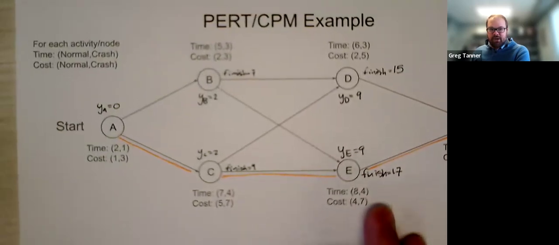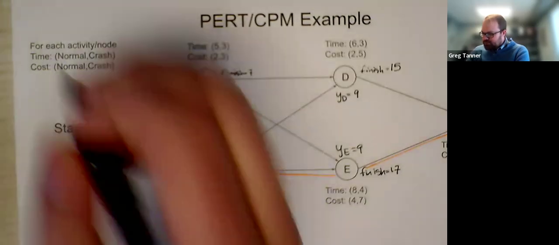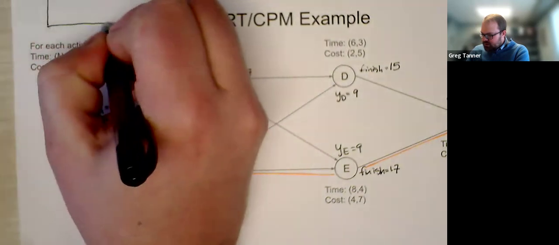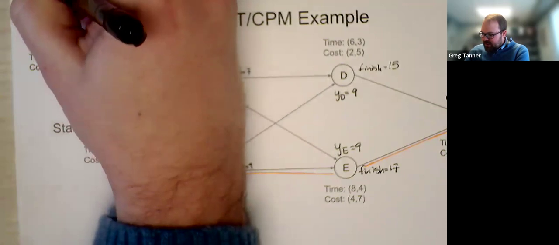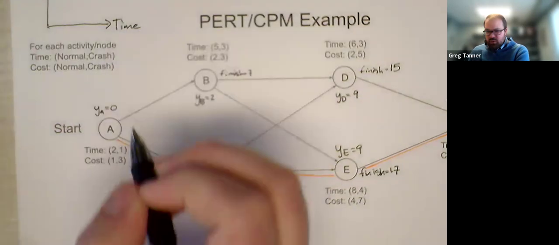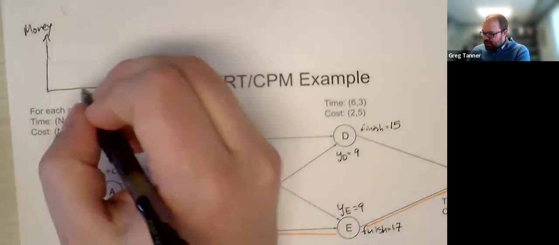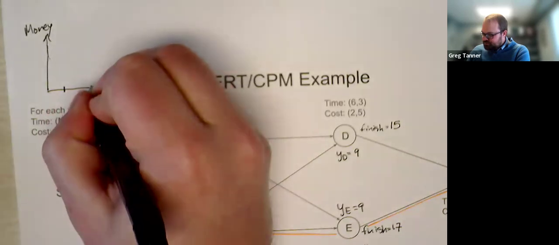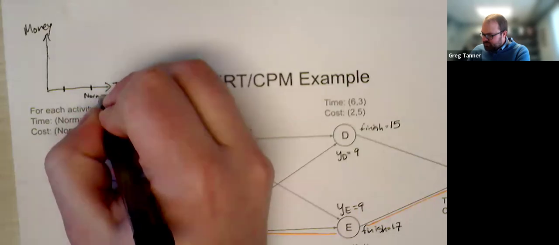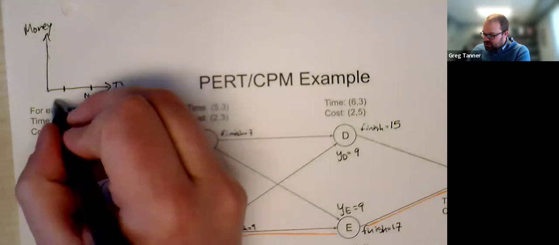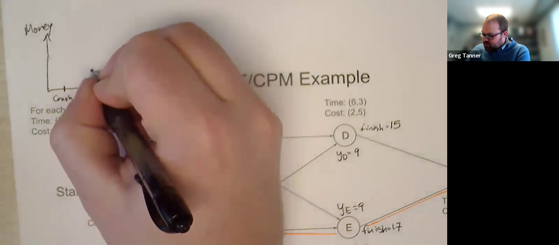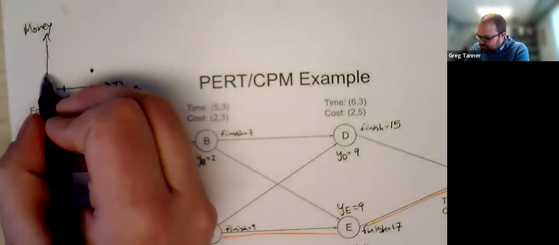Okay, and so let's talk a little bit about crashing. Let's draw a little graph here with time and money. And so for a given activity, there's going to be the normal time, which is going to be larger than the crash time. And so maybe we'll put a point there. That's the normal time in normal money.